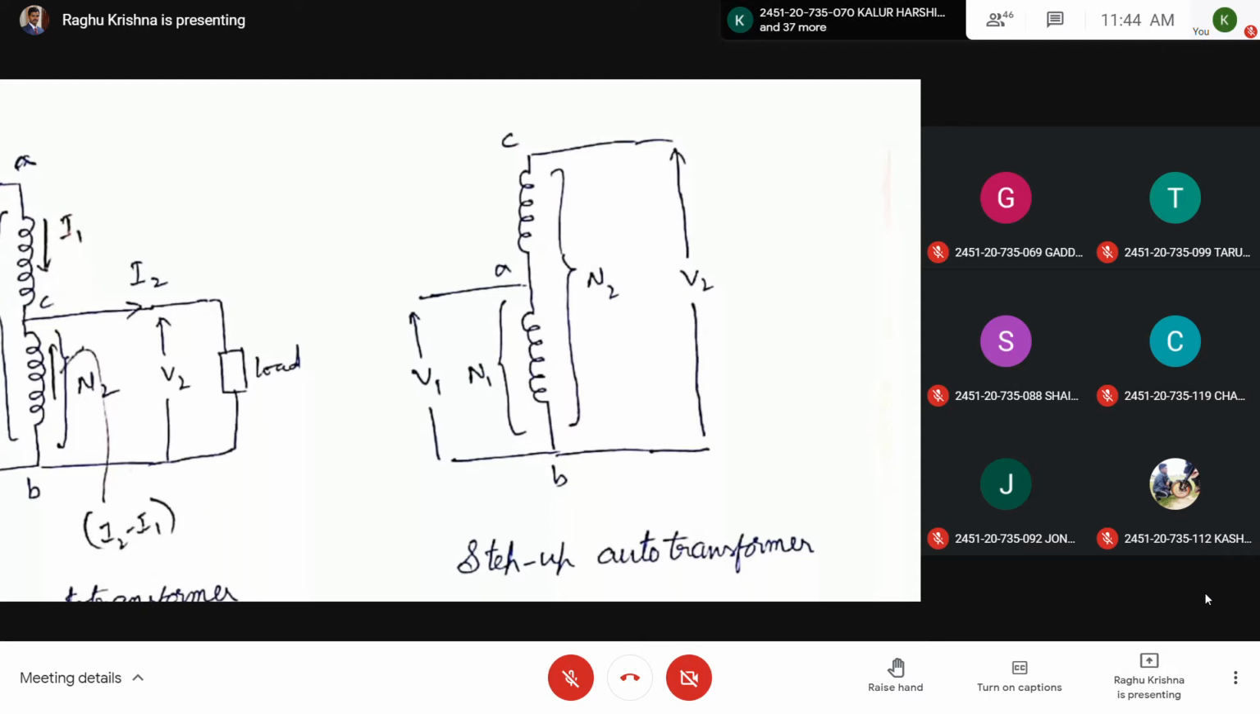N1 is the number of turns in the primary, N2 is the number of turns in the secondary, and here V2 will be greater than V1. You can get a voltage greater than the supply voltage by using this step up auto transformer. So in the lab I am going to show this one.